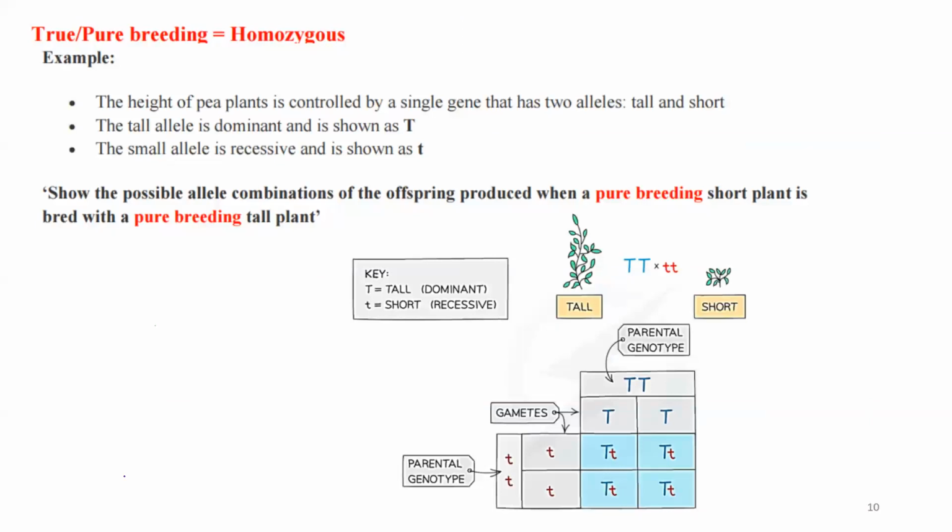You're welcome. Now, other terms that have very simple meanings. Whenever you see the word true breeding or pure breeding, it just means homozygous. It's just another word for homozygous.